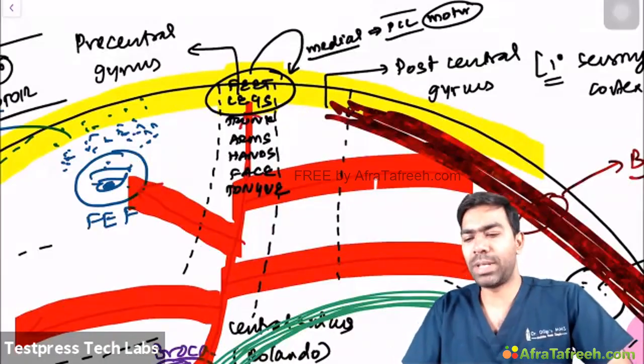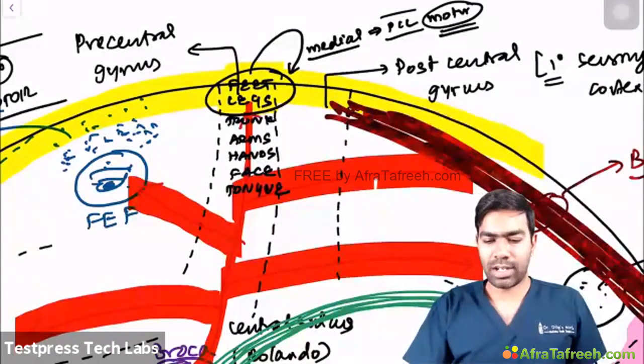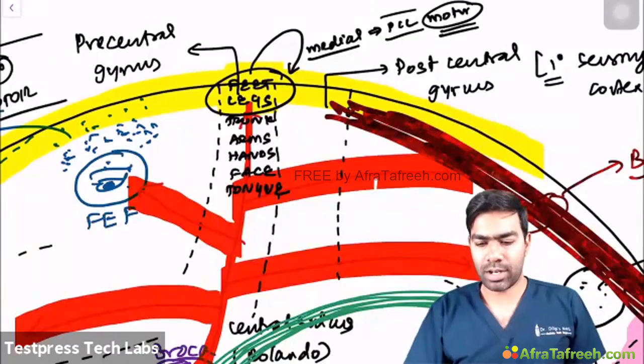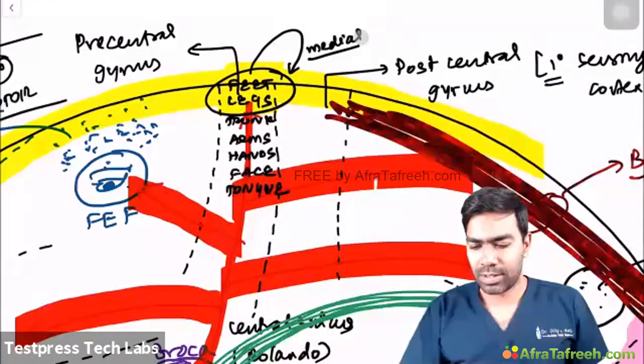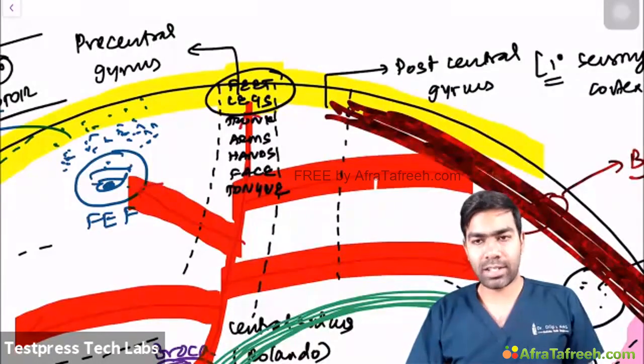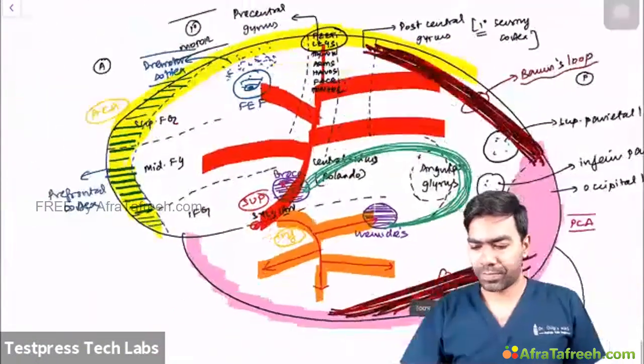So whenever you have an ACA territory damage, especially because it is actually supplied by the anterior cerebral artery, you can result in the development of incontinence. That is very classical of an ACA territory infarct, anterior cerebral artery territory infarct. So I think this must be giving you a good idea.